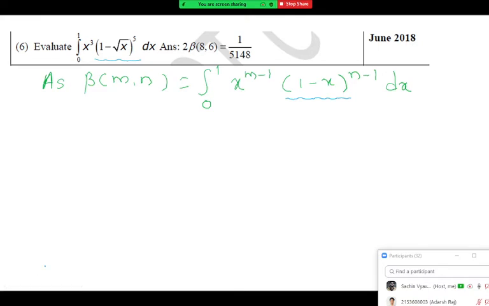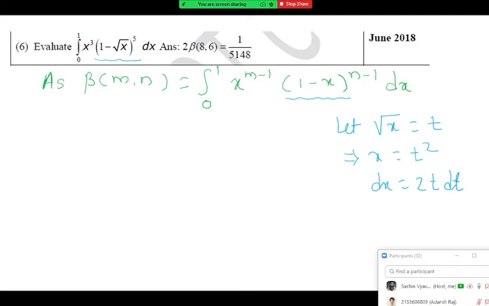Tell me the substitution. Root x is equal to t. Correct. So root x is t, then only this bracket will be replaced as 1 minus t raised to 5. So always that substitution comes from that bracket, the majority of the times. If root x is t, we get x as t square and dx as 2t dt. So we obtained all the terms that we require to substitute in the integral.